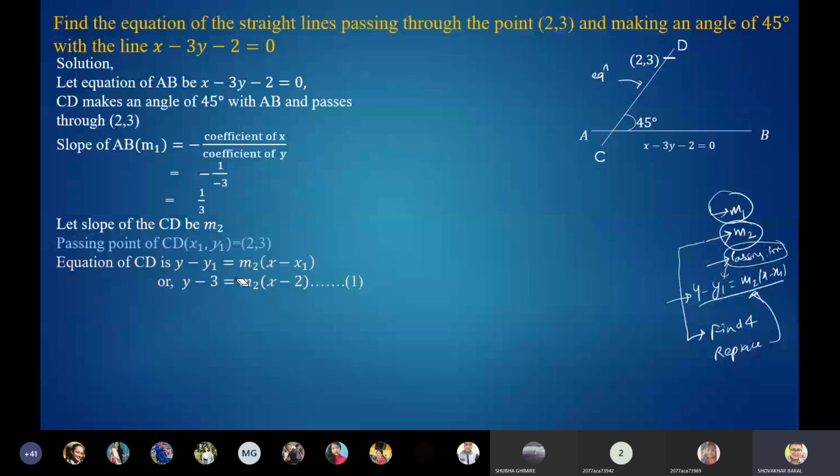Equation of CD is y minus y1. I'm in this step now. Y minus y1 equals to m2 times x minus x1. So y minus 3, y1 is 3, so I'm replacing it, equals to m2 times x minus 2. I'm supposing this is equation number 1.